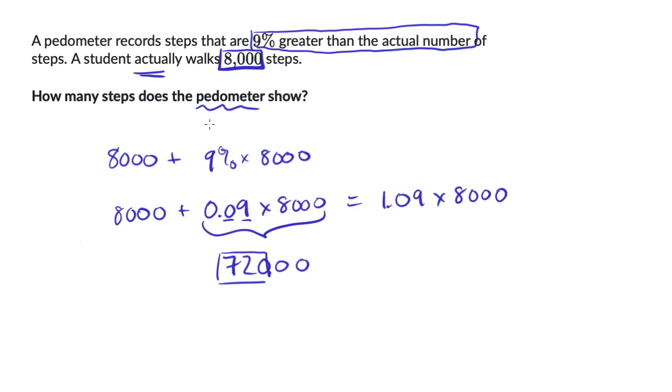They're not asking us how much did we overestimate by. They're asking us the total number of steps the pedometer showed. So it'd be 8,000 plus 720. So 8,720 steps. And we're done.